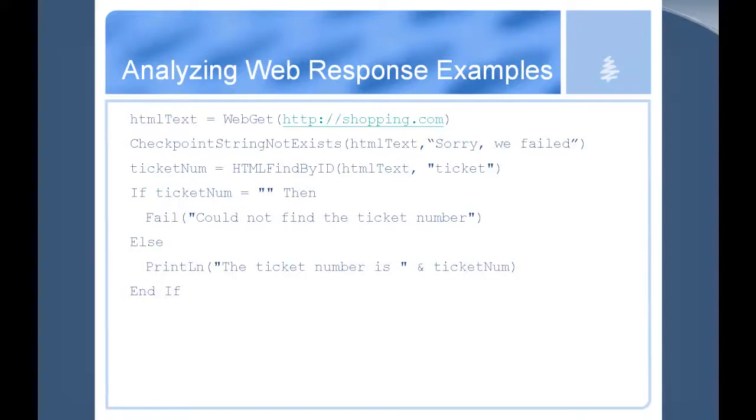And now I'm checking to see that there should be something, because the rest of my logic is going to count on that ticket number and maybe use that as a parameter to a web post to check the status of my order, something like that. So I do another check to make sure that's not equal to the empty string. If it is, I'm going to fail right away, because again, the rest of my logic won't work. But if it does, I print out a line saying the ticket number is ticknum.